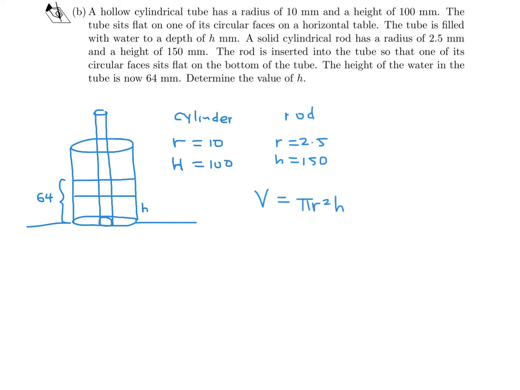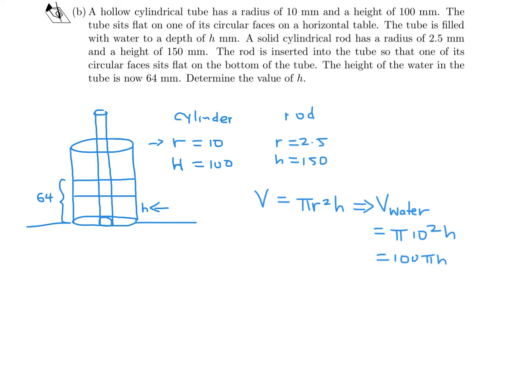So in this case, the volume of water is pi r, well, r is 10 for the cylinder, so 10 squared. And then h, well, h we don't know. This h right here, we don't know. So we'll just call it h. So this is 100 pi h.